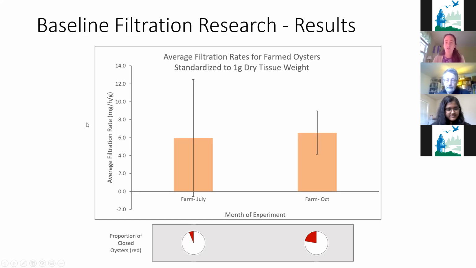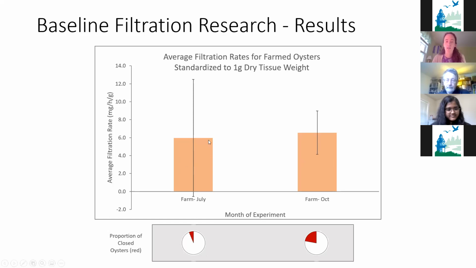Here we see that the average filtration rate of oysters measured in July and October were fairly similar. Of note is the large error bar on the July farm data, and that this warmer July month does not show a higher average filtration rate than the October experiment, which was the expected trend that we saw in the last slide with the wild oysters.